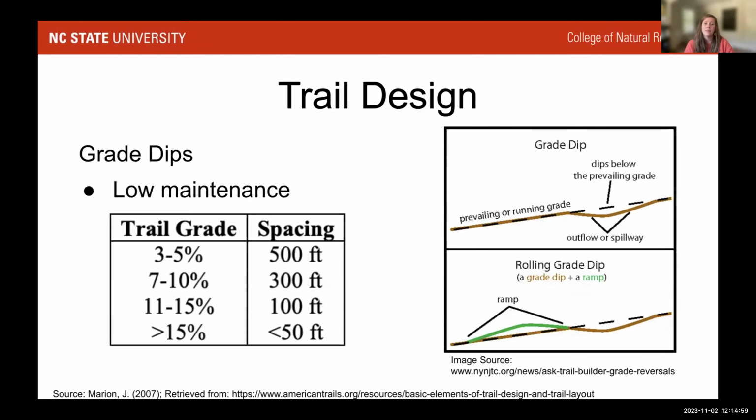And so they're typical distances based off of the grade. So 3 to 5%, you want a grade dip every 500 feet, 7 to 10%, you want them every 300 feet.